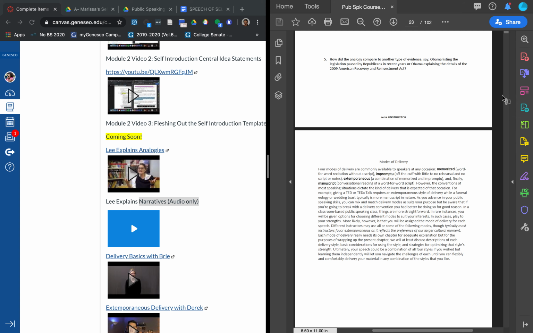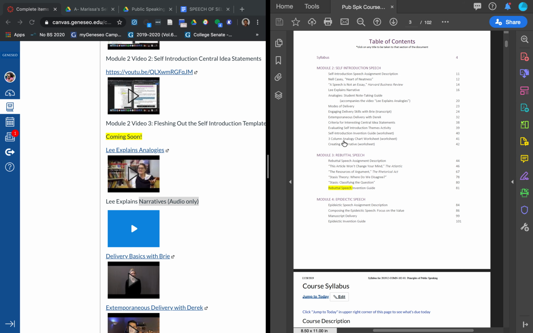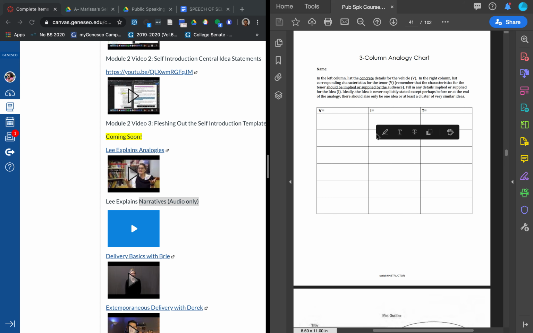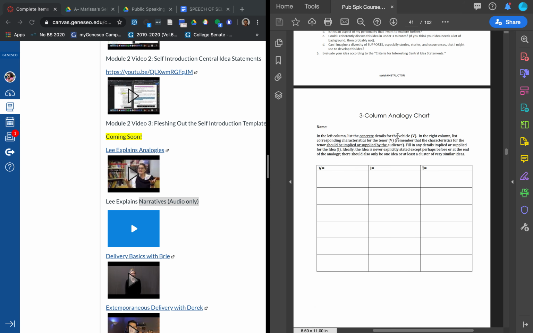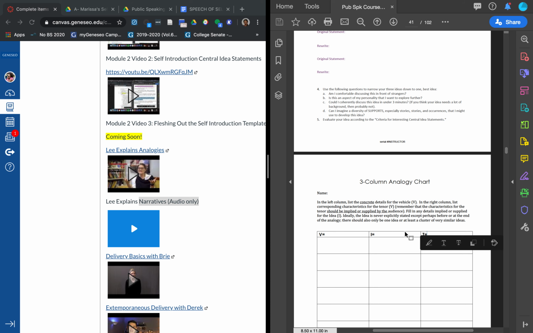So I have some worksheets and different things for you. And then the other thing I have is actual worksheets for your speech. So I have a 3-column analogy chart. Your vehicle would be you, right? So I am like a question mark, right? What am I like?